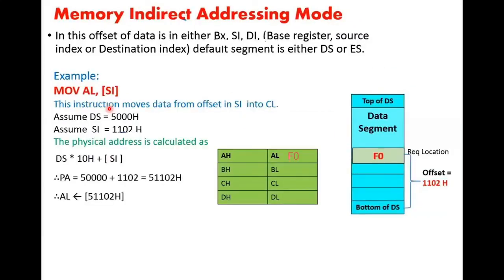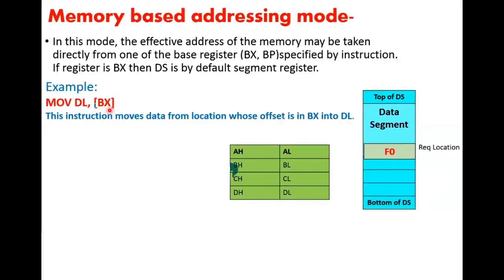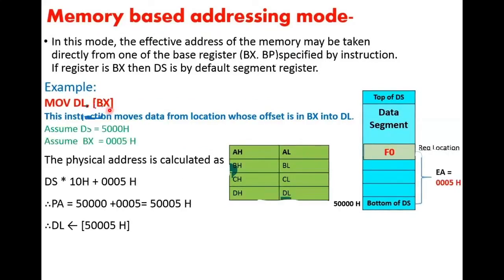In the last case we saw SI, and that is also a memory location, also an offset, holding a 16-bit value. Similarly, this BX also holds a 16-bit offset value. Assuming DS starts from 50000 and BX holds the 16-bit offset 0005, we calculate the physical address with the formula segment address into 10 plus offset. After calculating, we get the physical address 50005.